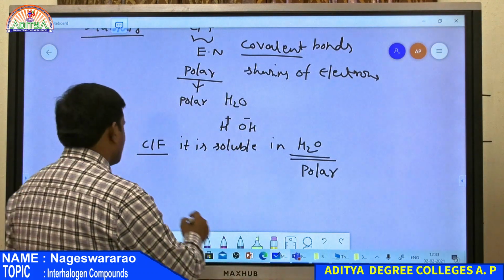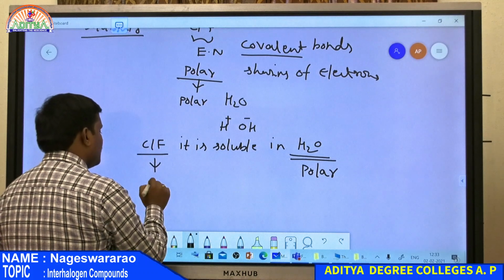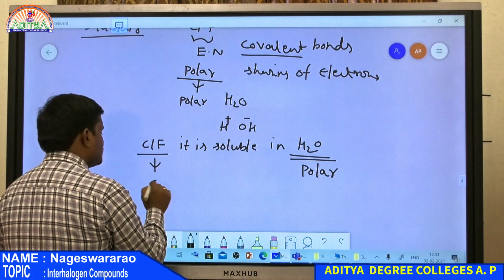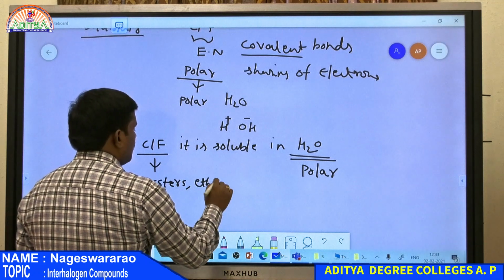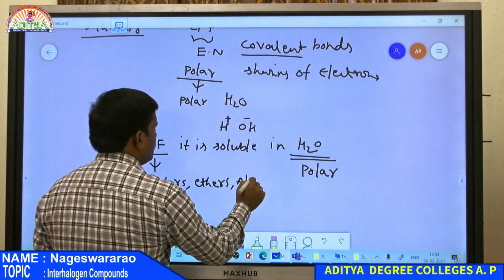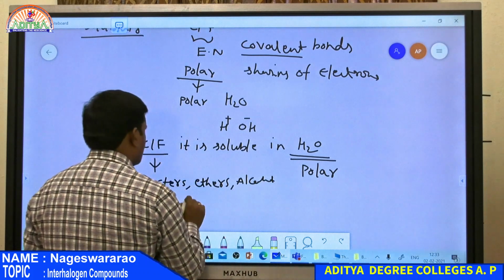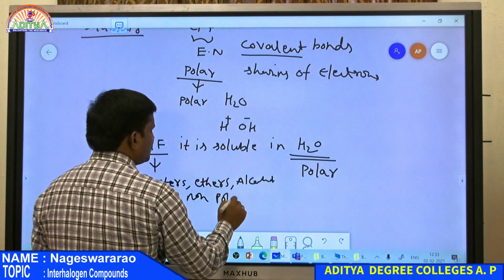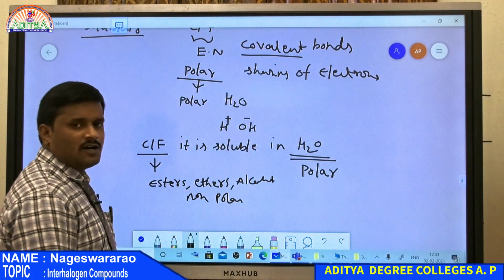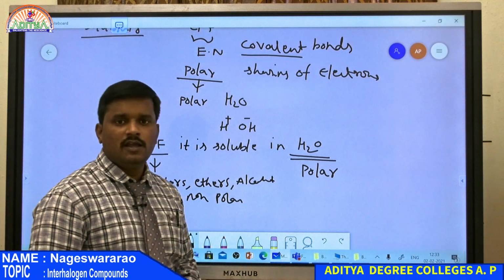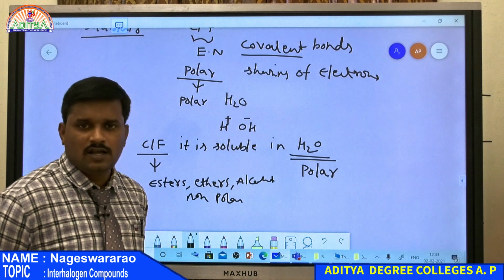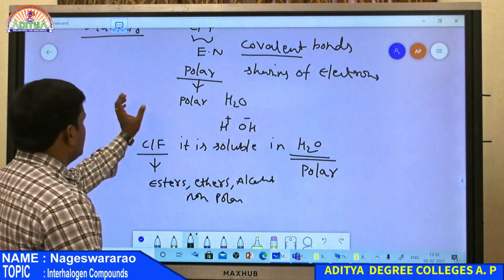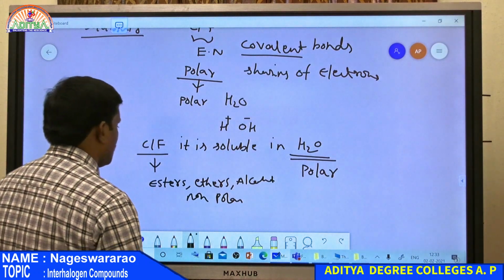Whereas interhalogen compounds are not soluble in organic solvents like esters, ethers, alcohols and so on. These are non-polar. That is why a polar interhalogen compound is not soluble in non-polar organic solvents like alcohols, ethers, esters and so on. So this is the solubility of interhalogen compounds.